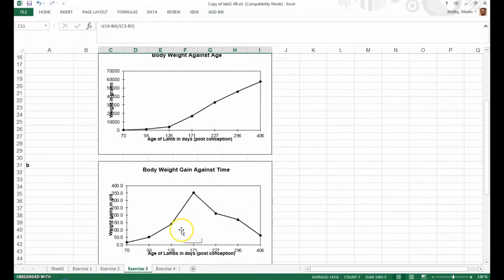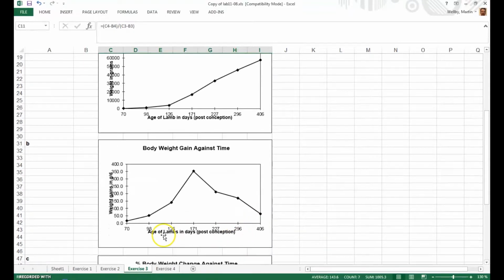So that's filled in the second graph, and this is the body weight gain against time, or the growth rate. And you can see it starts off fairly low around the start here, and increases and is at its maximum at around 350 grams per day at day 171. So if we say it was born at day 150, that's 21 days, so at about 3 weeks of age it is growing at its fastest, and then the growth rate gradually slows down after that.